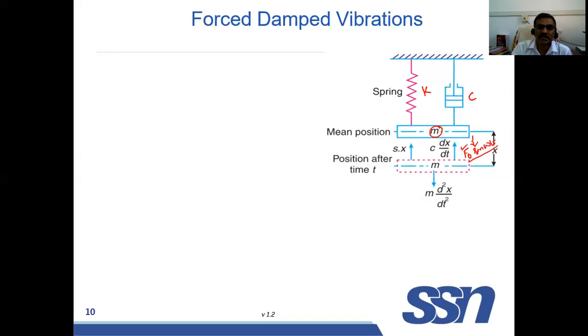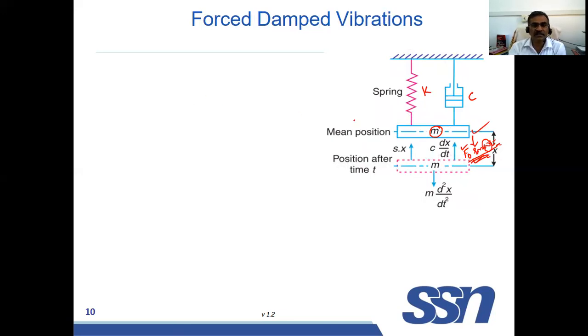F naught is a force in Newton. t is time. What is omega? Omega is the circular frequency of the forcing function, that is, the circular frequency of the exciting force. This is about the applied force. Due to that, the body will be vibrating. So now we can write the equilibrium equation.